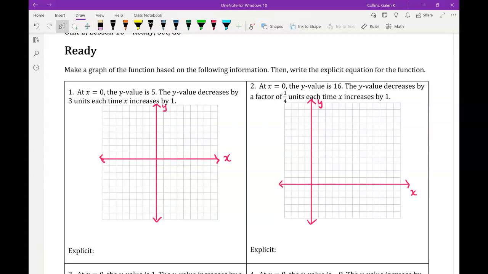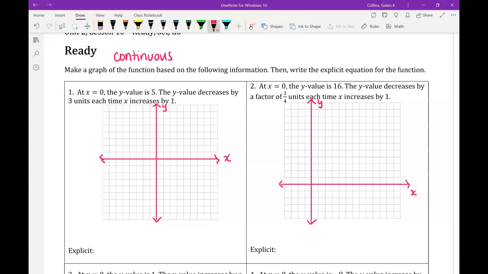So, okay, for the ready problems, we are asked to make a graph of the function based on the following information, then write the explicit equation for the function. Now, we're never told whether we should think of these as discrete or continuous functions, but since we're writing the explicit equation, and we usually associate a recursive equation with a discrete function, we have some flexibility. It's kind of a gray area. I'm going to just go ahead and say these are all continuous.